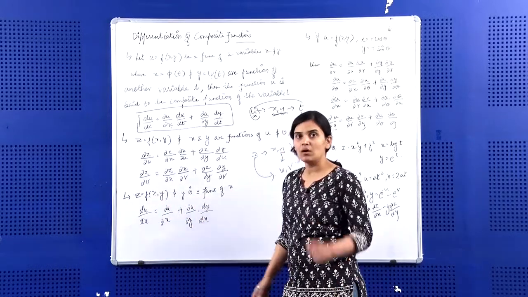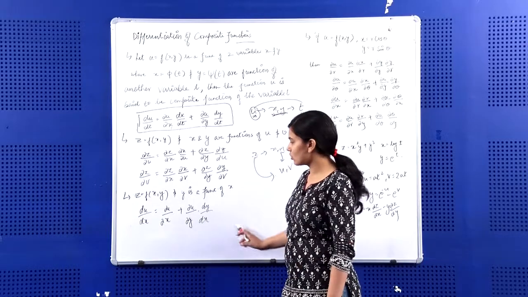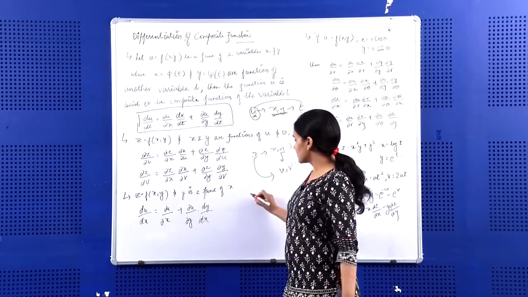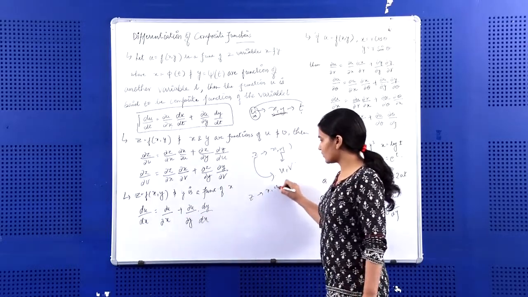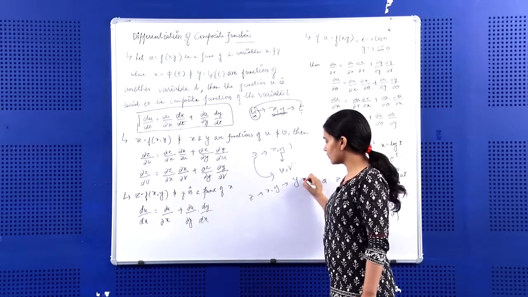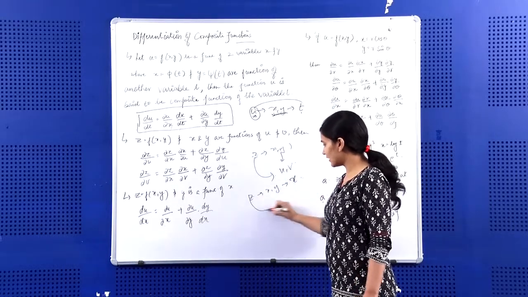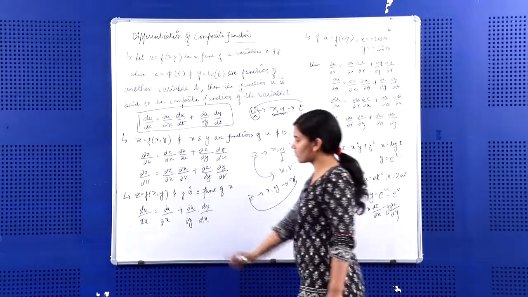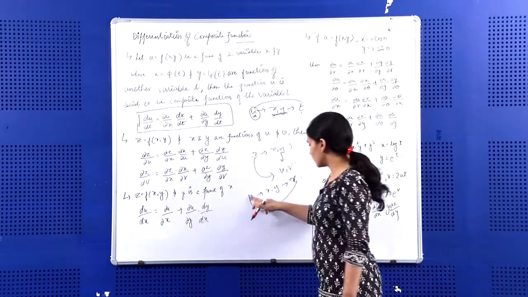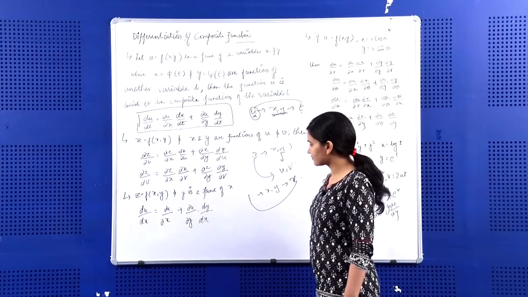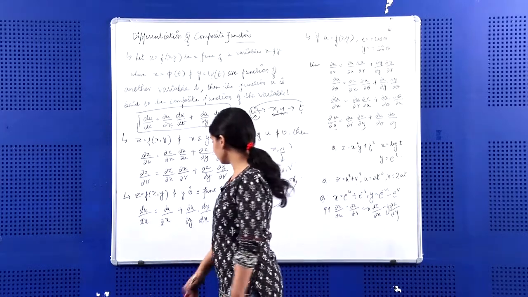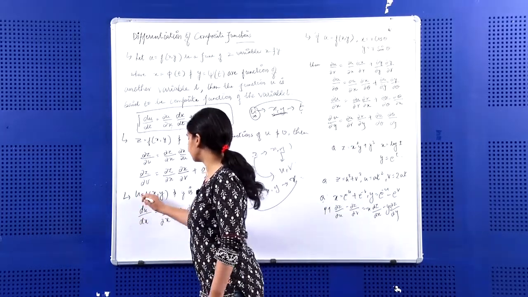Now, the third case, z is equal to f of x y and y is depending on x. Now, only y depends on x. So, since z depends on x and y, but x and y depend on only x, z is indirectly depending on x, that is why we are using it. Let it be u.